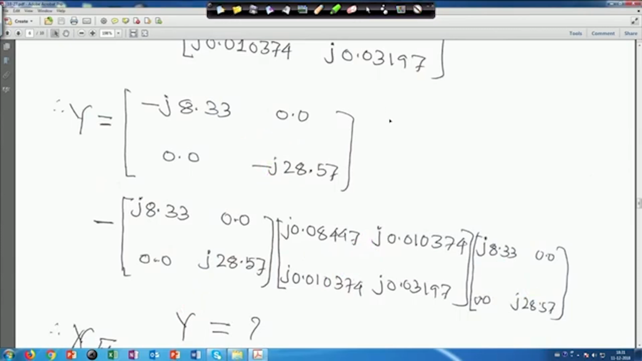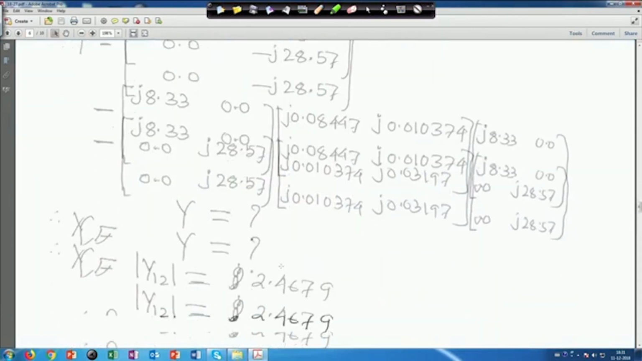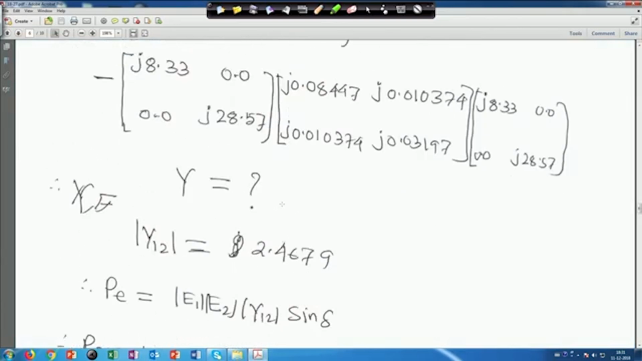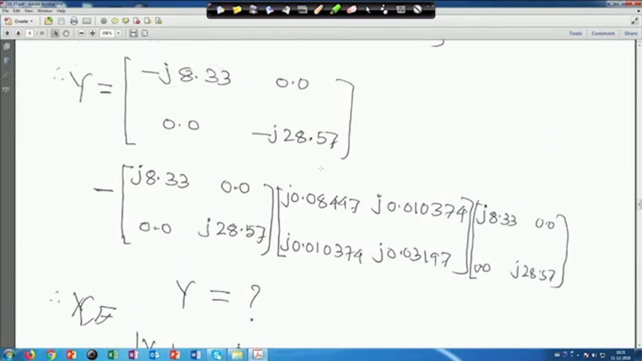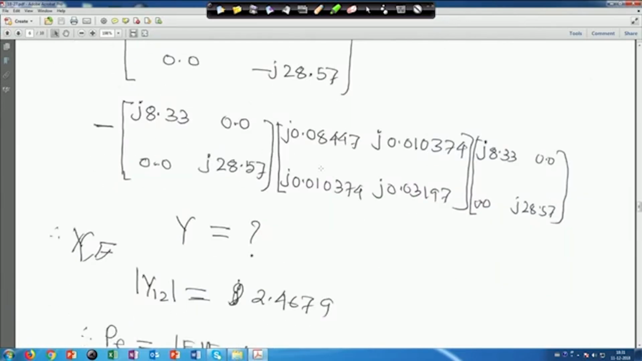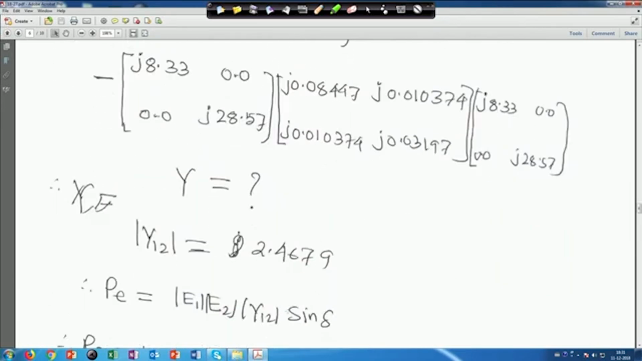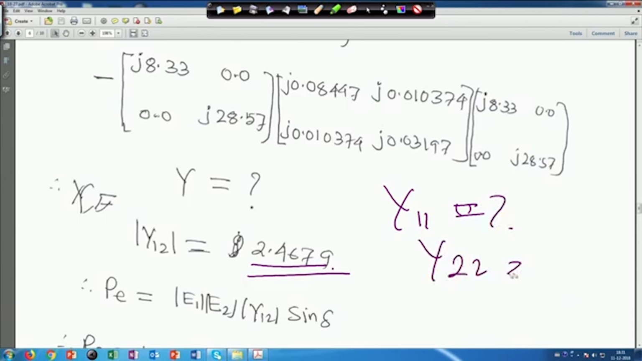Here, this is an exercise for you, I did not compute it, I did not give the answer, you will do it. Only thing is that Y 1 2 is equal to Y 2 1. So, Y 1 2 I have written here, but you please find out what Y 1 1 is equal to, and Y 2 2 is equal to. You multiply and subtract that from Y n n, right. And in this case, P will be E 1 E 2 Y 1 2 sin delta.